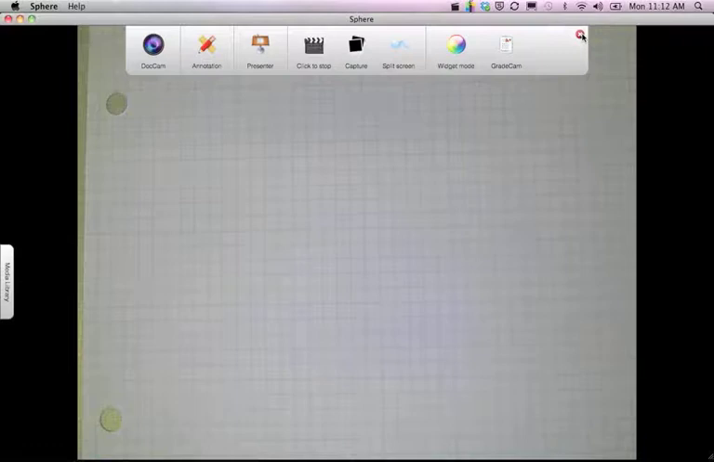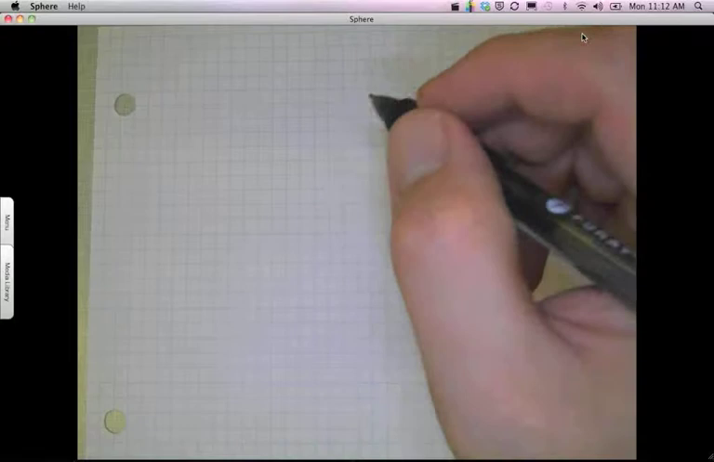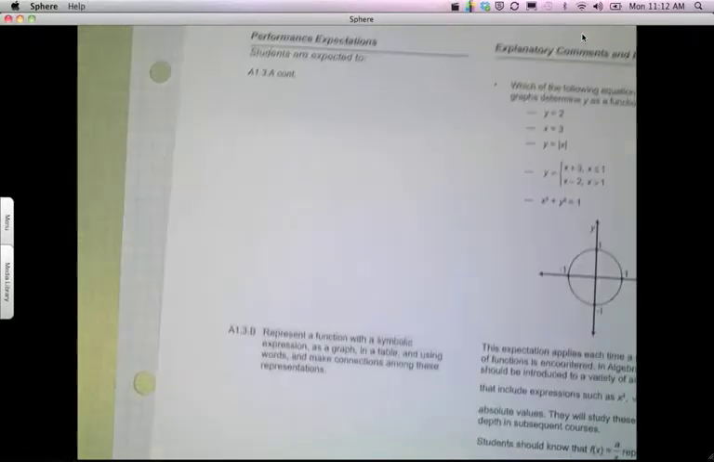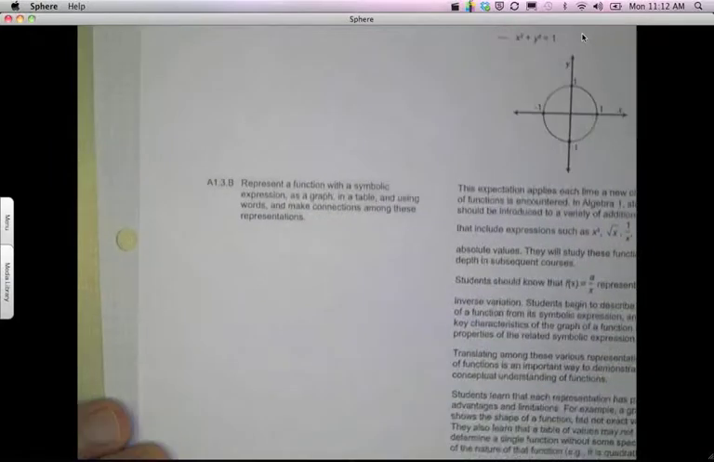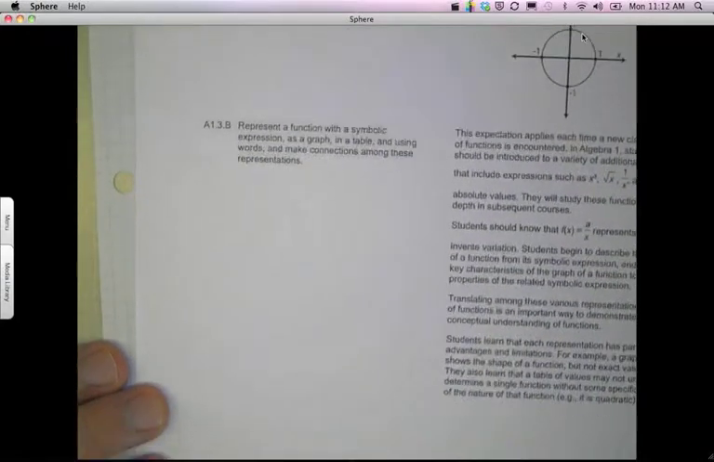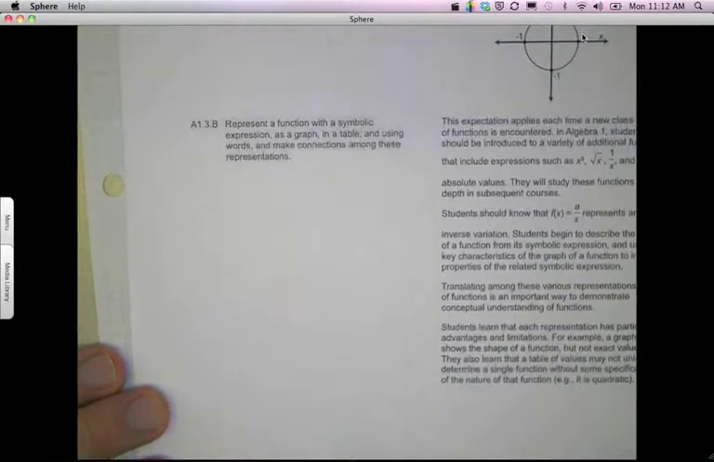In this video, I'm going to show you how to match standard A1.3.B. So let me go over that real quick, what that means. This problem wants you to represent a function with symbolic expression as a graph, in a table, and using words, and to make connections among these representations.